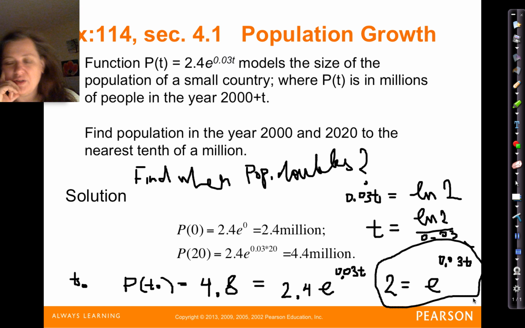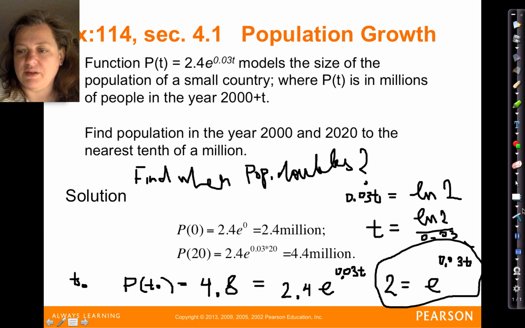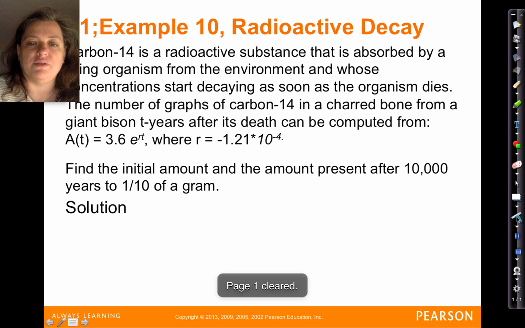So roughly, time is about 30 years or so. That's just in the ballpark of what you should be expecting to see from your calculator. This also makes sense because I know in 20 years it doesn't quite double. Okay, so that's a way of eyeballing things. Right, so now let's move on to the next problem.